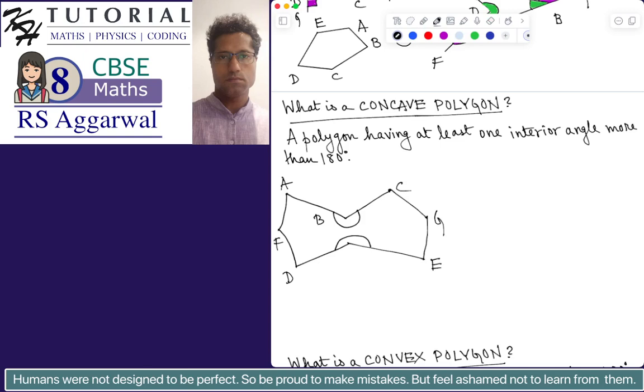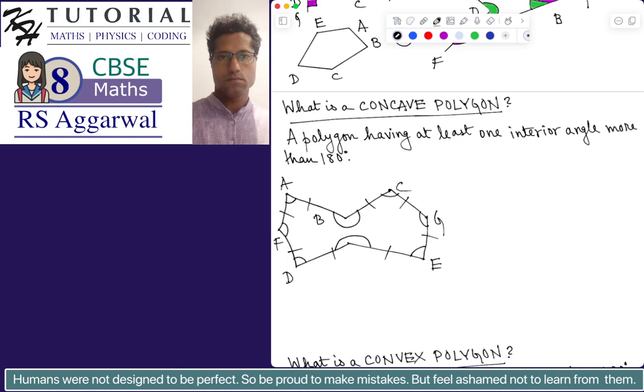So how many sides are there? 1, 2, 3, 4, 5, 6, 7, 8. There are 8 sides. So this is a polygon having 8 sides, and obviously two interior angles are more than 180 degrees. So it is a concave polygon because it has at least one interior angle more than 180 degrees. All other interior angles are less than 180 degrees. I hope it is clear what a concave polygon is.